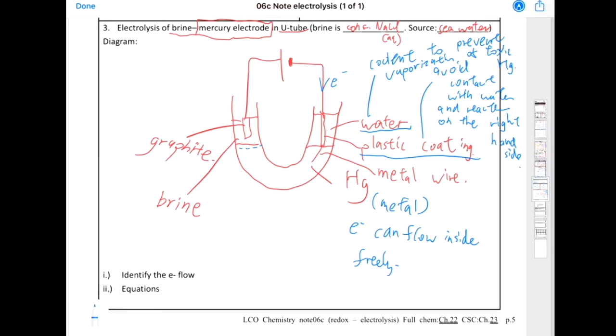Do you understand the principle on the right-hand side of this setup? Why the plastic coating is used for the metal wire is the first special thing in this setup. And secondly is the use of water. And if you understand, then we go to the left-hand side of this setup.